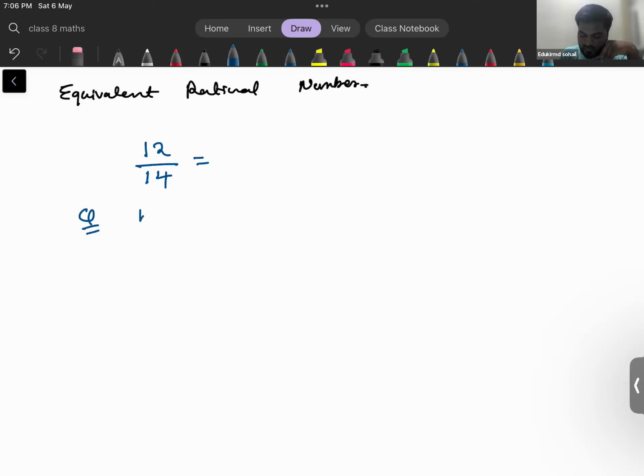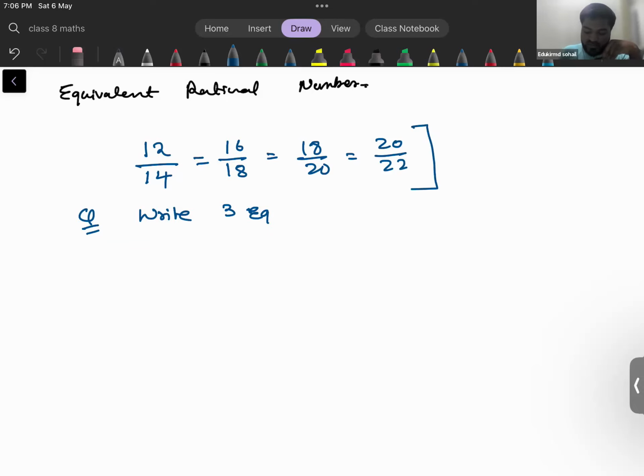16 by 18 and 18 by 20. 16 by 18, 18 by 20, and 20 by 22. Yeah. Okay. So as per the definition of equivalent rational numbers, the numerator and denominator in their simplest form have to be the same, right? Let's check that.